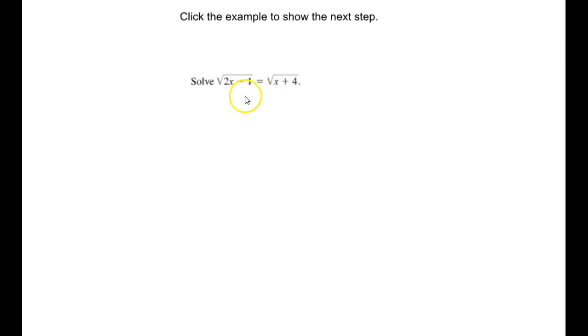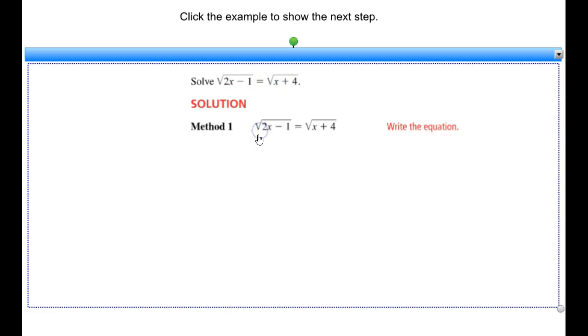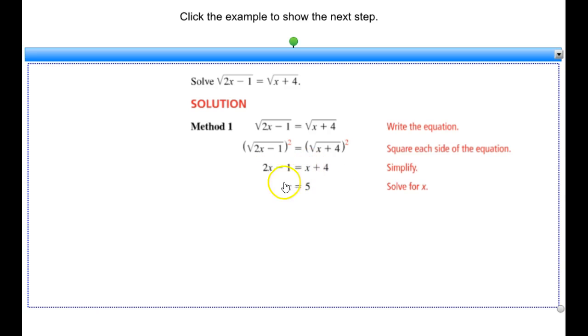Now what do we do if I have a radical on both sides? There are a couple of different methods. First I write my equation out and I square each side of the equation, and then I can simplify. So I end up with 2x minus 1 equals x plus 4, and then I solve for x. I subtract x from both sides and I add 1 to both sides, so x equals 5.